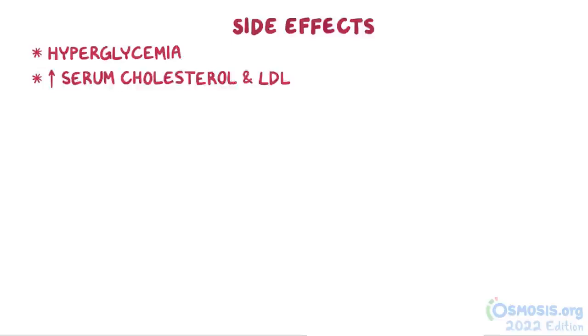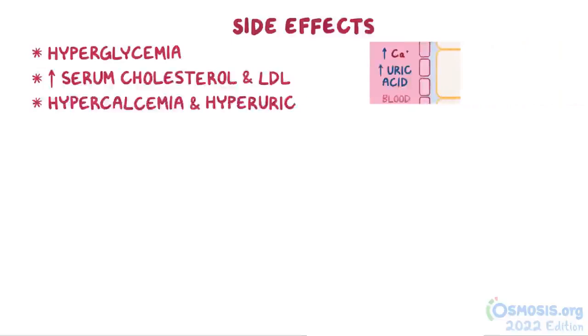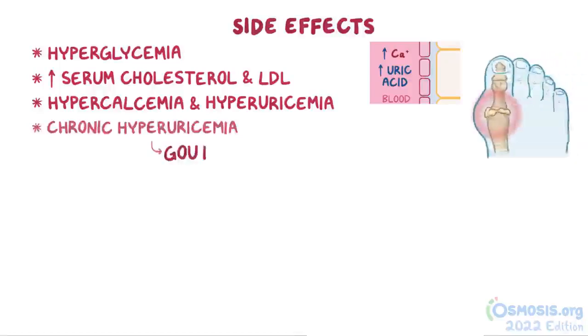First off, they tend to tamper with sugar and fat metabolism, causing hyperglycemia and an increase in serum cholesterol and LDL. They also cause more calcium and uric acid to be retained in the blood, so hypercalcemia and hyperuricemia are a risk. Chronic hyperuricemia could also lead to gout.